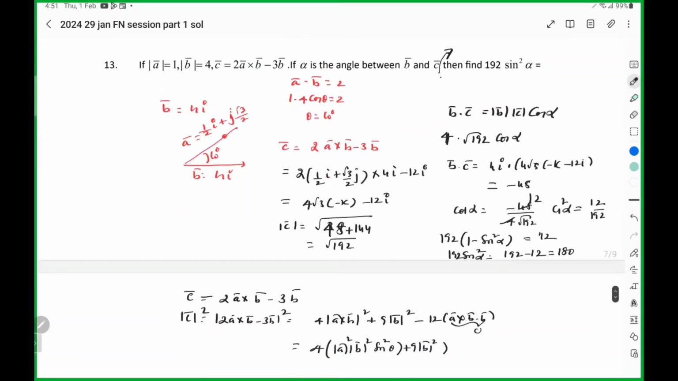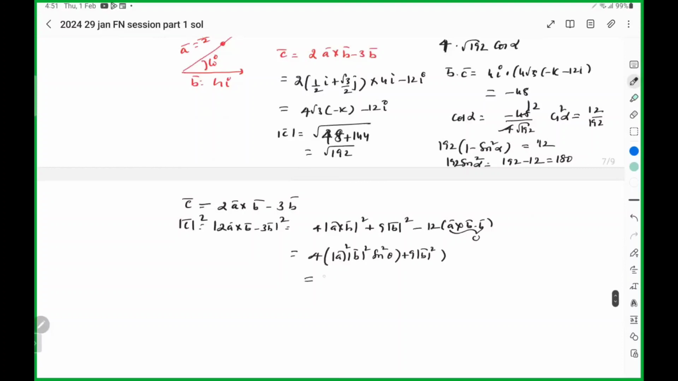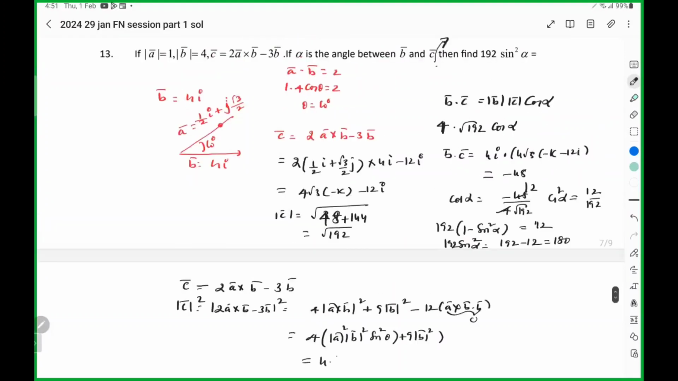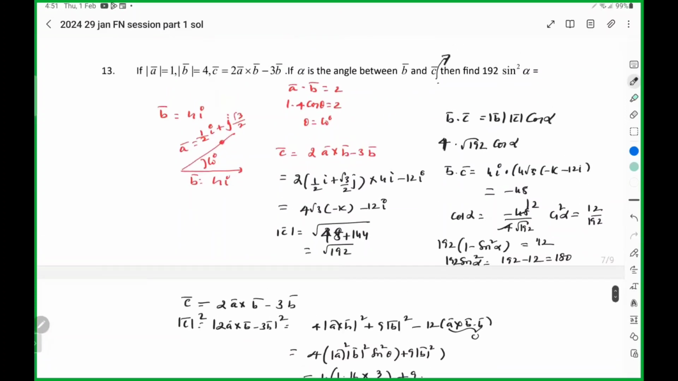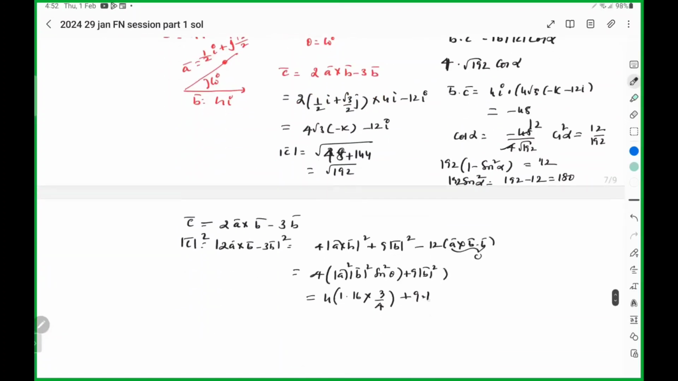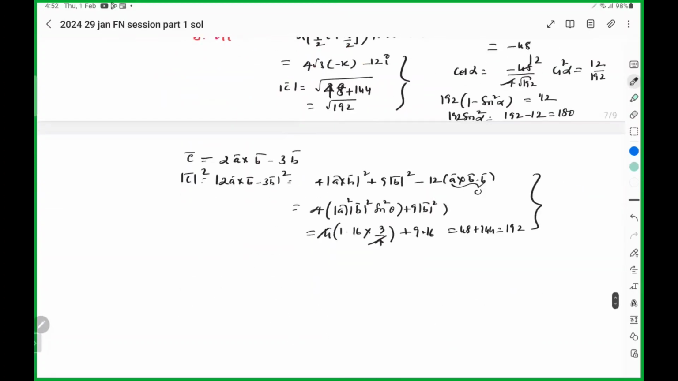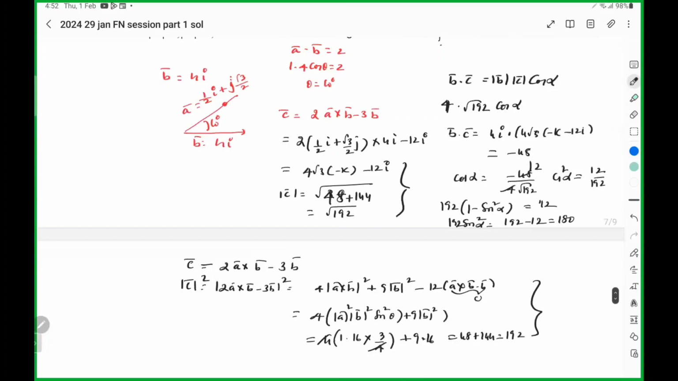So angle between A and B is 60. Mod A square is 1. Mod B square, sine square theta will be, for 60, right? 3 by 4. Mod B square is 16. 48 plus 144, 192. Right? Same way, whatever the way you do it, you get the same answer. After that, the remaining procedure is the same thing only.